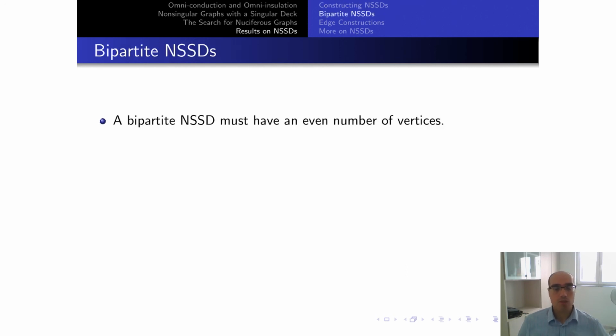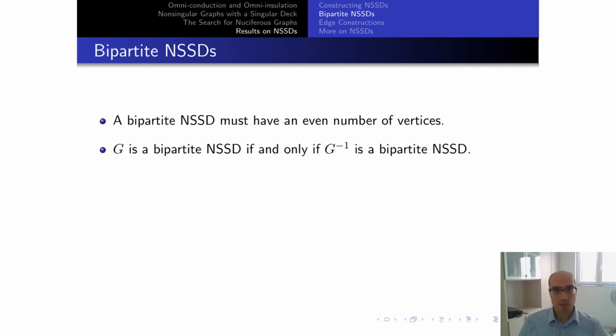Let us mention bipartite NSSDs briefly. We have already mentioned them. They must have an even number of vertices, of course, because any bipartite graph on an odd number of vertices is singular. If G is a bipartite NSSD, then so is its inverse. This can be proved by looking at the matrix structure of a bipartite graph. When you take its inverse, it will still have the same structure.